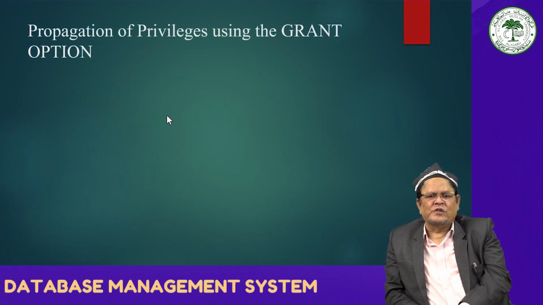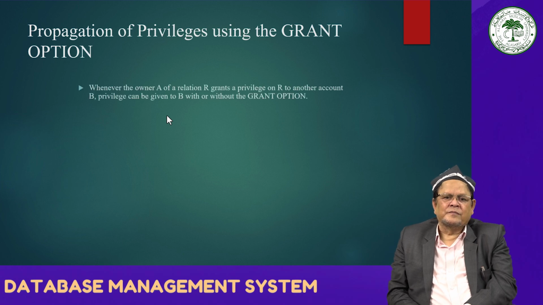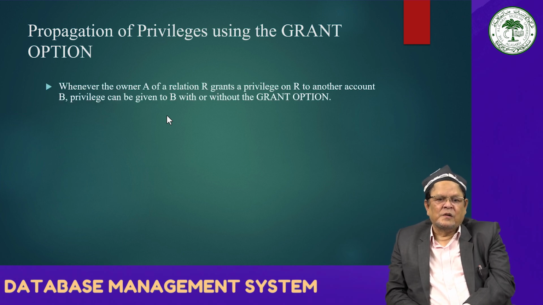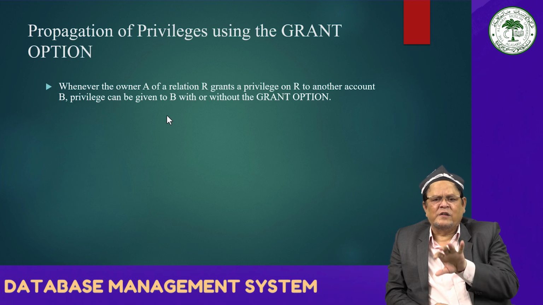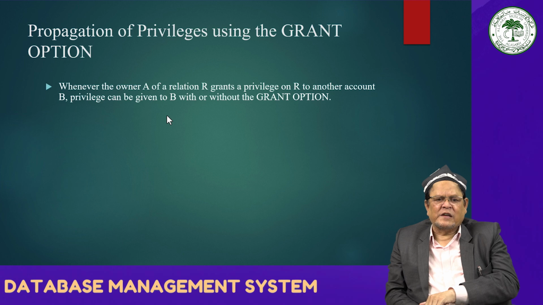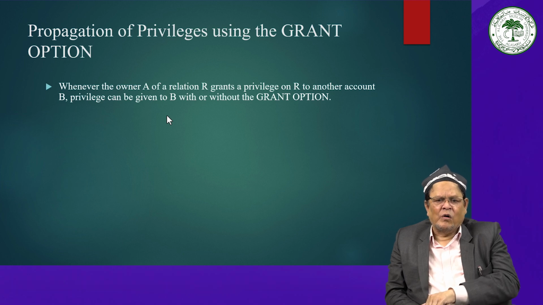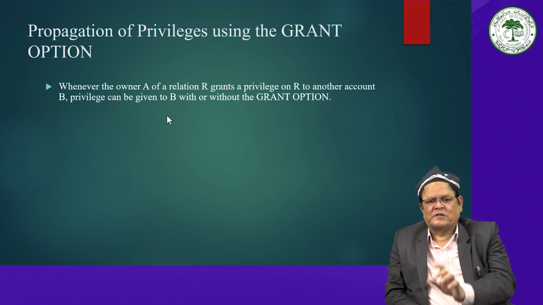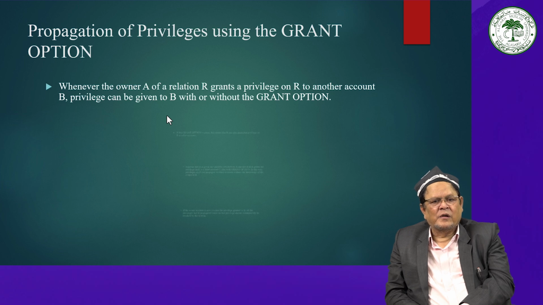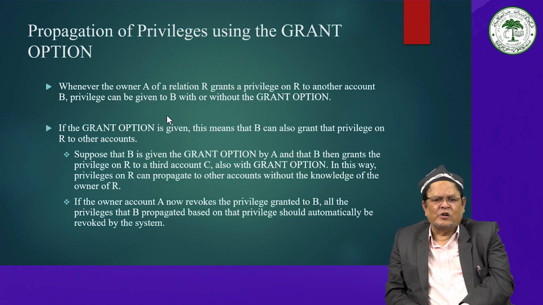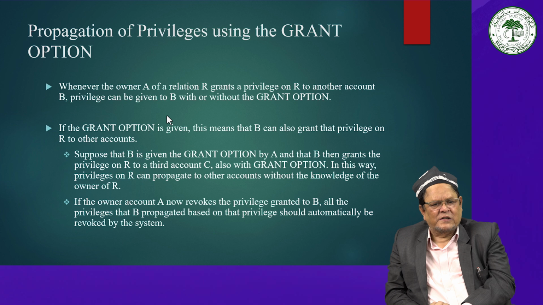Propagation of privilege using the grant option. It means whenever the owner A of a relation R grants a privilege on R to another account B, the privilege can be given to B with or without the grant option. If the grant option is given, this means that B can also grant the privilege on R to other accounts. So it depends on whether the grant option is there.